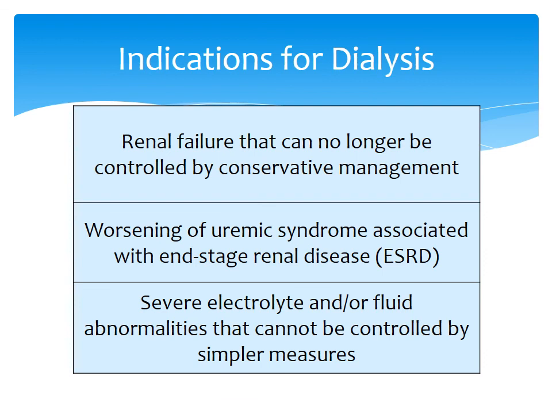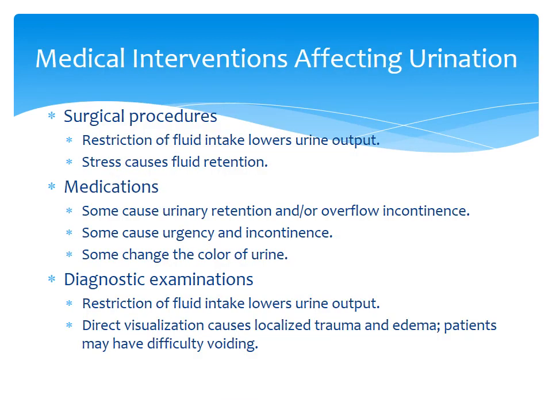If there's a severe electrolyte and fluid abnormality that cannot be controlled by simpler methods, hyperkalemia, like I said, and pulmonary edema. If someone has high levels of potassium, they can actually go into a cardiac arrest. Their QRS complex will widen, will eventually flatten out, and your patient will code and die on you. And pulmonary edema, because you have too much fluid, and this fluid is going to back up into your lungs and cause a pink frothy sputum, which is very classic for pulmonary edema.